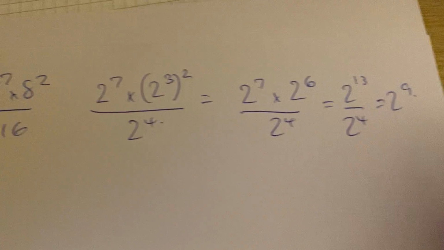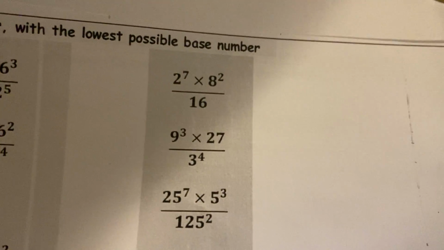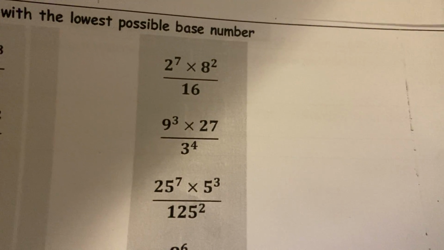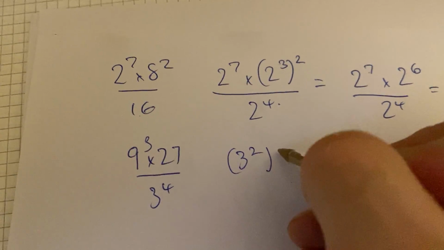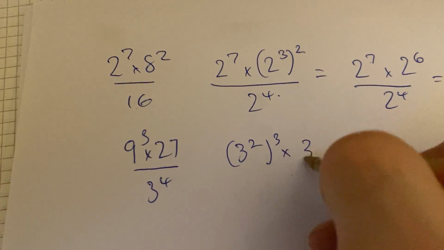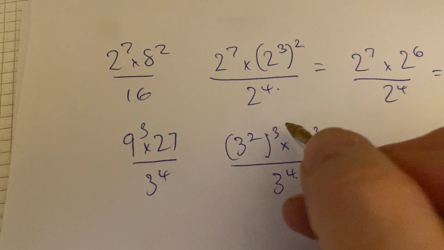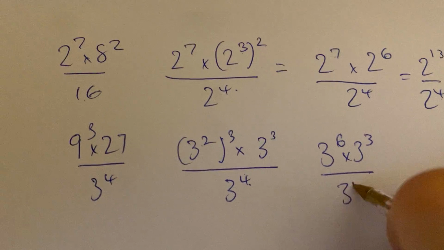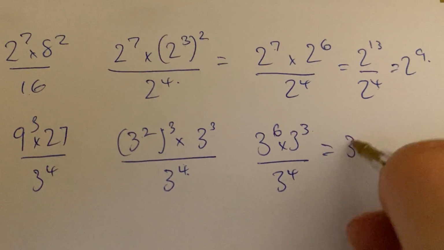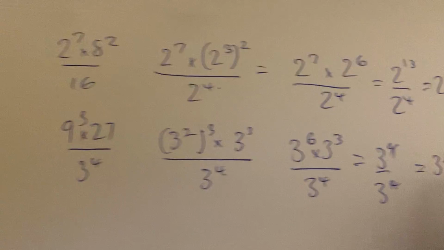2 to the 9. Okay, and then we go to the next one here, which says 9 to the 3 times 27. So hopefully you can see that 3 is part of the player here. 9 is 3 squared, so 3 squared to the 3 times 3 to the 3, because we know that's 27, over 3 to the 4. 2 sets of 3 there, so that's 6 times that, all over 3 to the 4. So that's 9 over 3 to the 4. They cancel out, 3 to the 5.